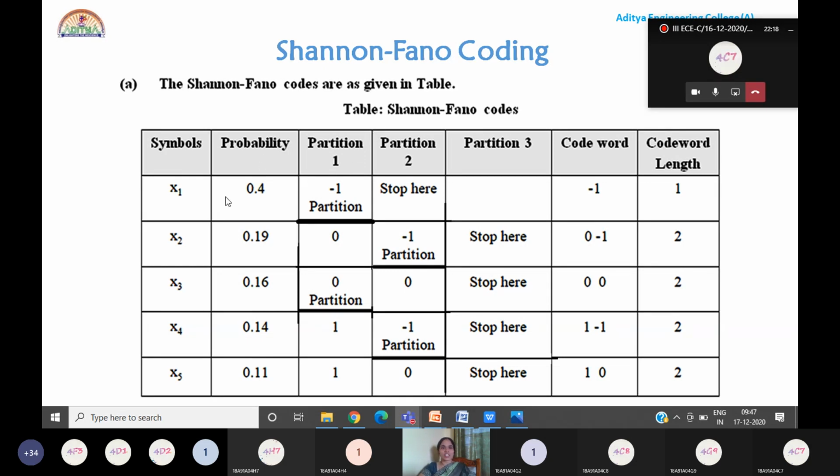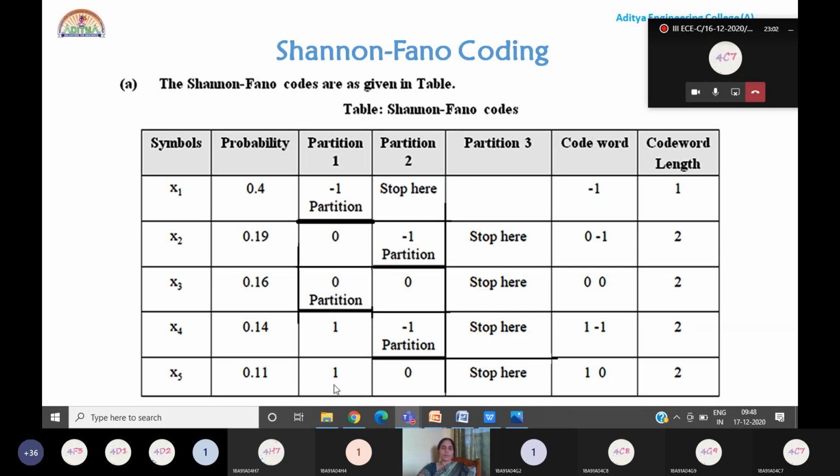Based on that, we'll partition the whole set into three subsets. So the first subset, if you observe, consists of only the x1 element, the second subset consists of x2, x3 elements, and the third subset consists of x4, x5. And after this partitioning, what is the next thing? Please assign the corresponding bits. So assign -1 to the first subset, 0 to the second subset, that is x2, x3, and next 1 to the third subset, that is x4, x5.